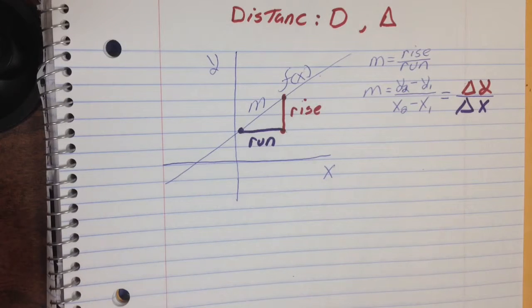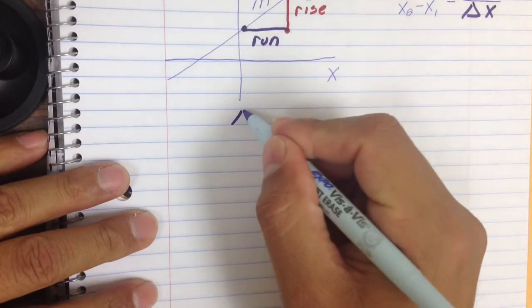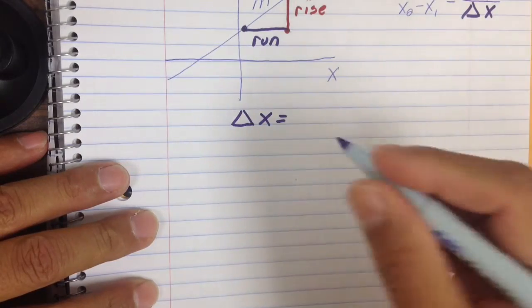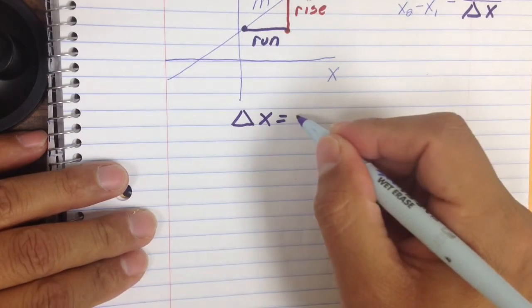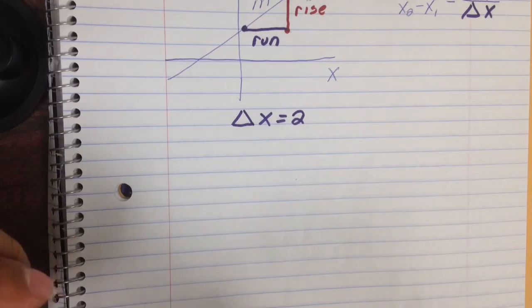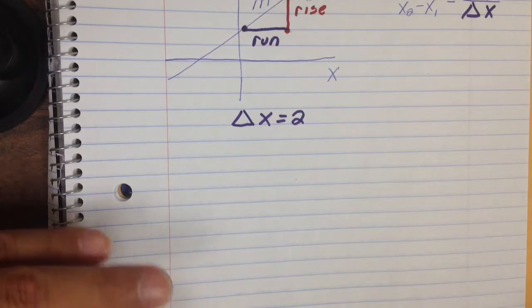Now, in the lab, they were asking you to utilize the symbol delta x equals some value. Let's let delta x equal the value 2. It doesn't really matter what the distance is. We're going to talk about how to use that distance on a calculator.